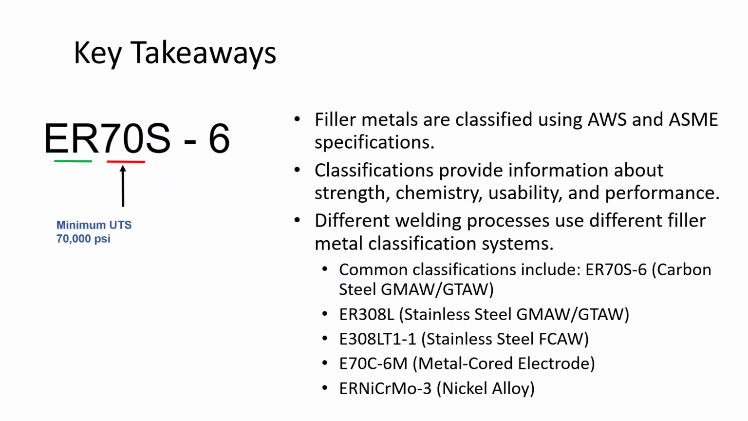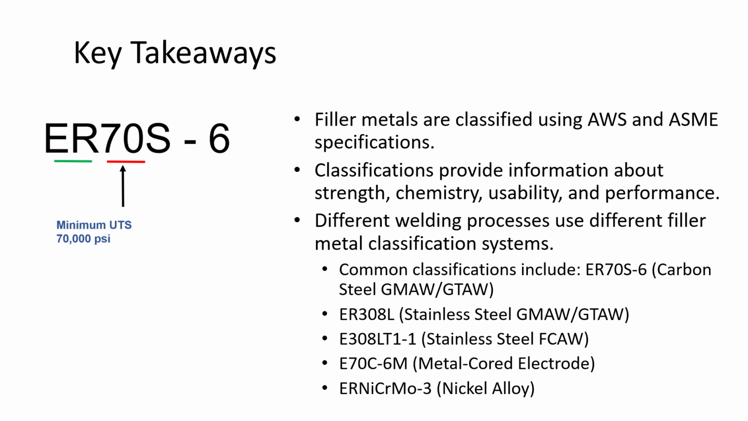So our key takeaways here are the filler metal classifications in the United States are generally the American Welding Society and American Society of Mechanical Engineers. There's a heck of a lot of overlap on these different specifications, but there might be some differences because, well, each one of them's got a specification or book of specifications. So the classification is going to tell us information about strength, chemistry, our usability, what are we going to use it for, and the performance.